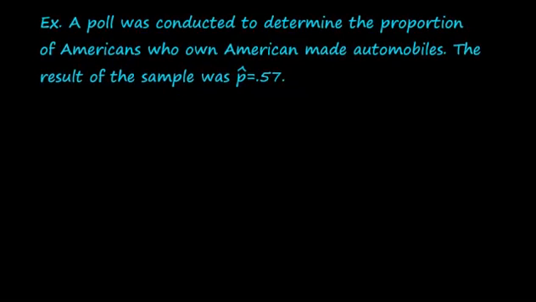A poll was conducted to determine the proportion of Americans who own American-made automobiles. The result of the sample was that the sample proportion was 0.57. So here are the ways we can conclude. We can say that the proportion of Americans who own American automobiles is 0.57. We can say the percent of Americans who own American automobiles is 57%. And we could also say that the probability of randomly selecting an American who owns an American automobile is 0.57. So again, that 0.57 can be talked about in these three different ways. A problem statement may talk about percents, proportion, or probability. We just need to be aware of that.